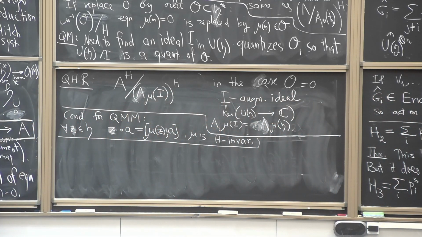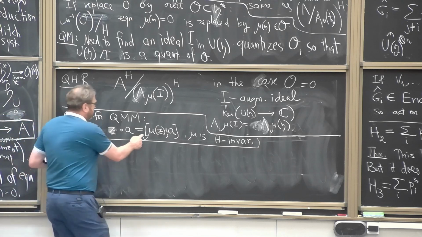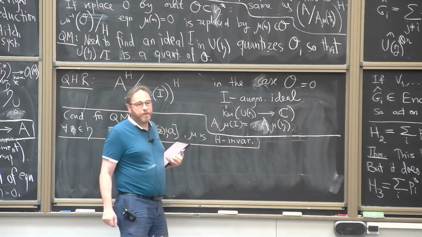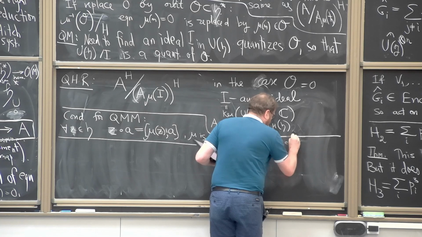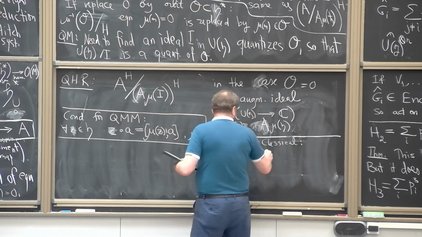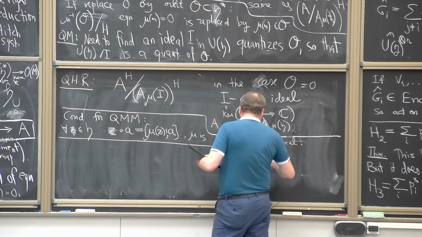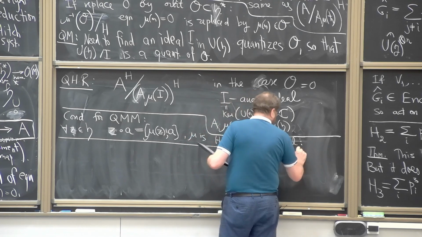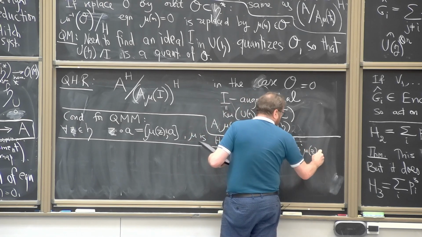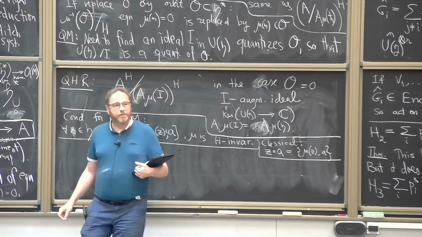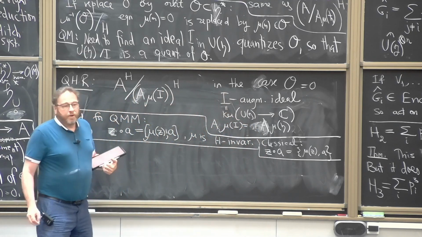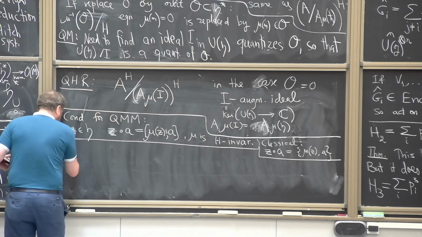So the commutator is a quantum version of the Poisson bracket. So the classical condition is that the action of a Lie algebra element on function A is the Poisson bracket of mu of Z with A. And this is obtained by quantizing this condition. Okay, so now let's try to implement it for the Hitchin system.